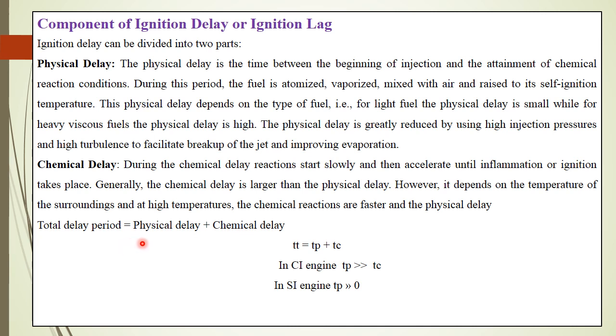In the examination they ask for a short note on the delay period, physical delay as well as chemical delay period. In an SI engine the physical delay period is almost zero, because in an SI engine the fuel is highly volatile compared to diesel. Because the fuel is highly volatile, a uniform or homogeneous mixture is already formed. High volatility means it is a light fuel. That's why the physical delay period is almost zero in the case of SI.